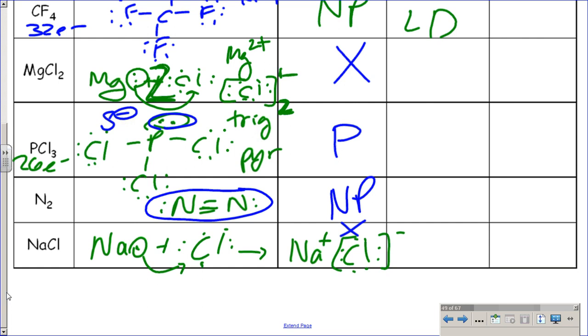Oh, this one does not have an intermolecular force, right? Because it's not a molecule. So it's ionic, as is this one. Doesn't have an IMF because it's ionic. So we need to assign the IMFs for these two.